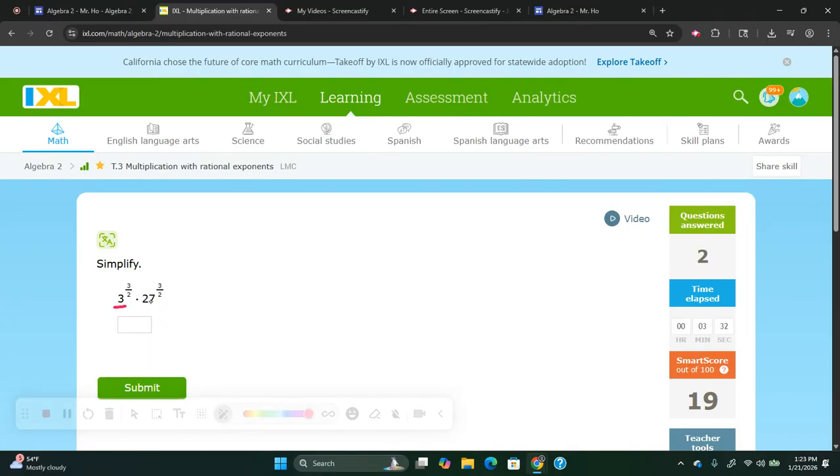This is number 3. This is 27. So they have two different bases here, but the exponents are the same. 3 over 2, 3 over 2. So let's group them together. So 3 over 2, the exponent, you group outside. And then 3 times 27. Okay. 3 times 27, that's 81. Okay, 81 power 3 over 2.